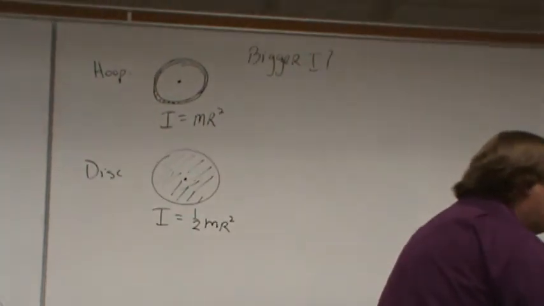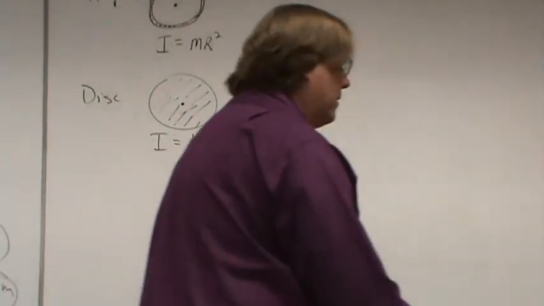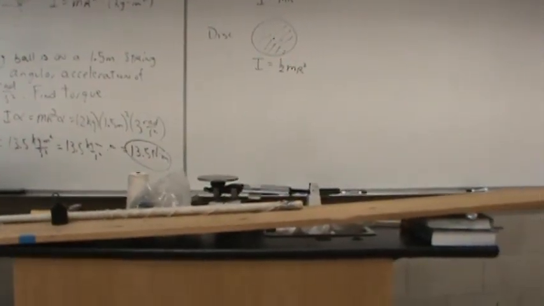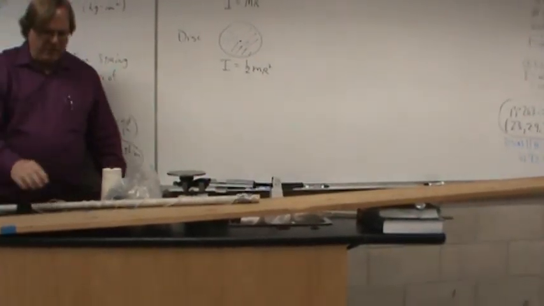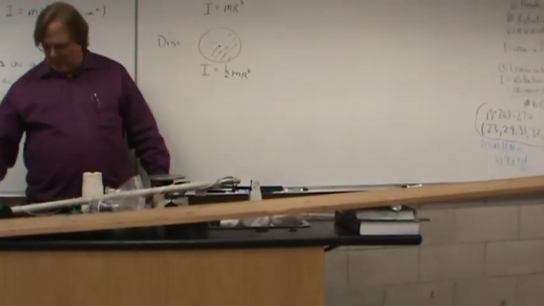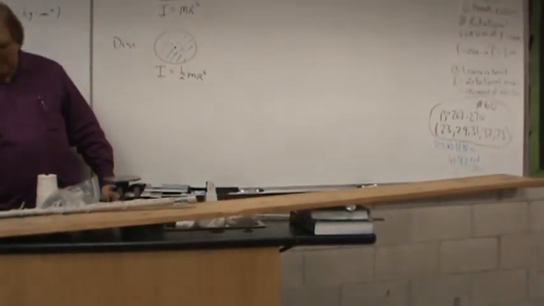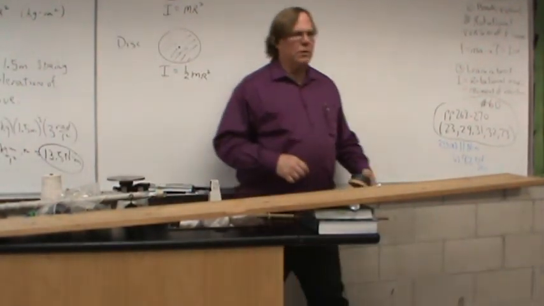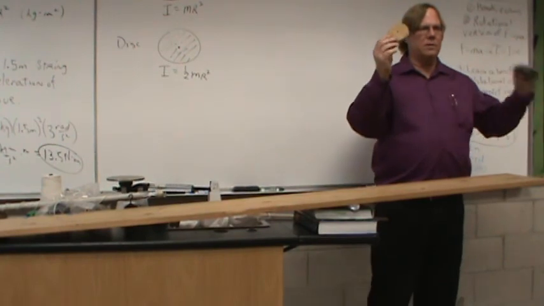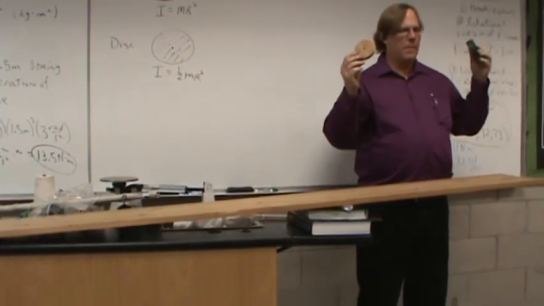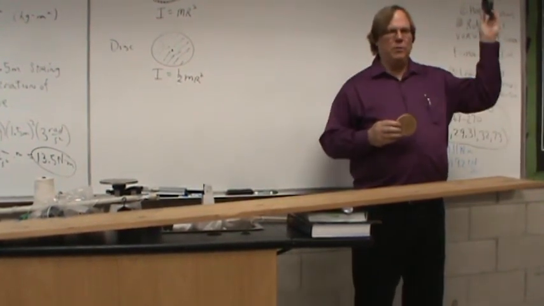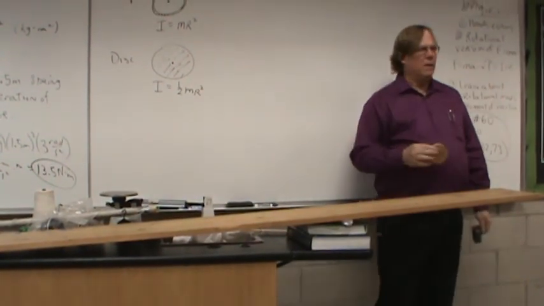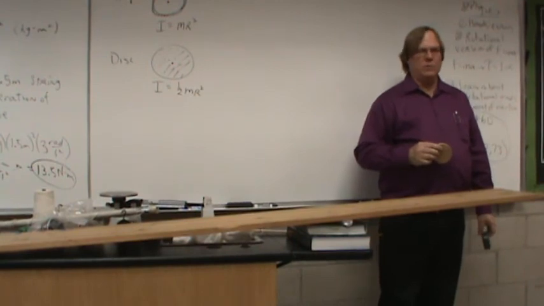So let me ask you this question. Suppose I have a race. I'm going to have the hoop and the disc go down this ramp, and I'll put this hammer here to stop them. Tell me, who's going to win the race, the hoop or the disc? How many people say the hoop? How many people say the disc? Okay. Well, someone tell me, why? Why do you choose the one you choose?